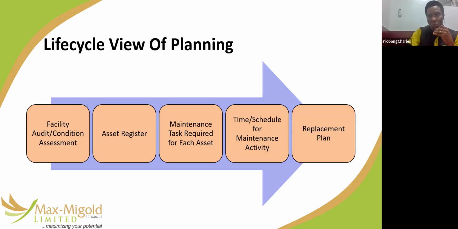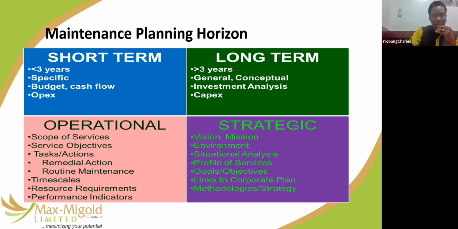As we go on, we'll see some other elements that we use to decide, apart from the history of a facility. There are some other elements you use to decide the decision you need to take on a facility. Now, maintenance planning horizon. We have short-term maintenance planning, and we have the long-term maintenance planning.